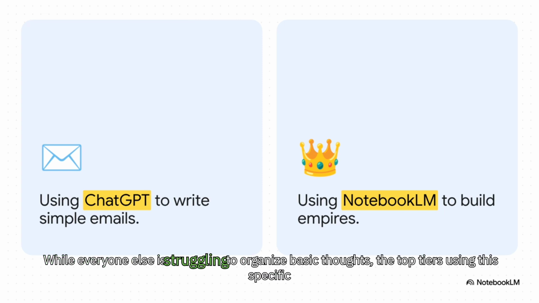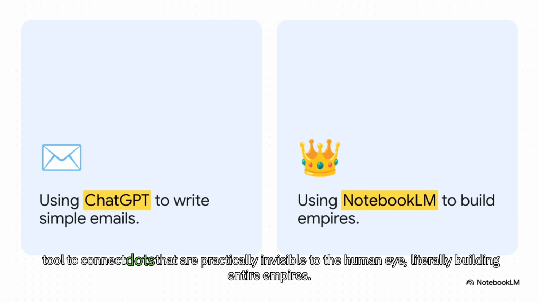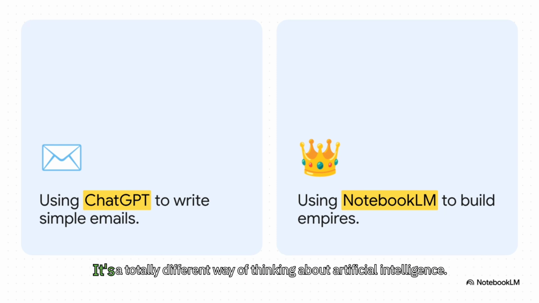While everyone else is struggling to organize basic thoughts, the top tier is using this specific tool to connect dots that are practically invisible to the human eye, literally building entire empires. It's a totally different way of thinking about artificial intelligence.